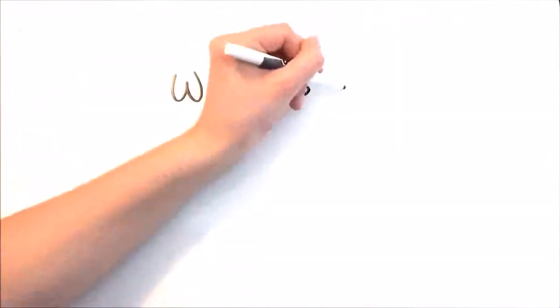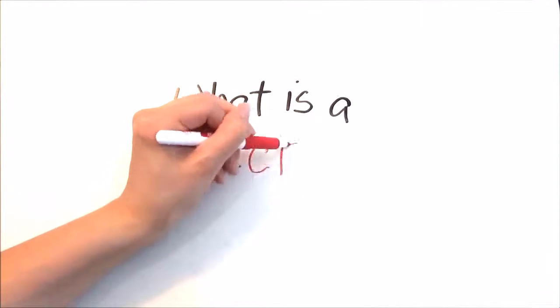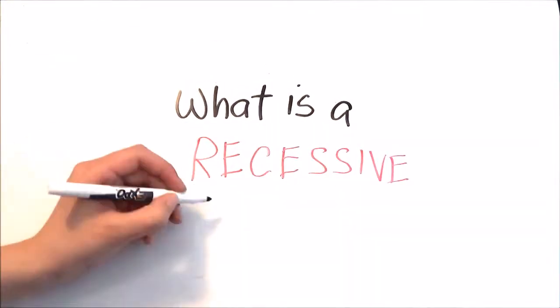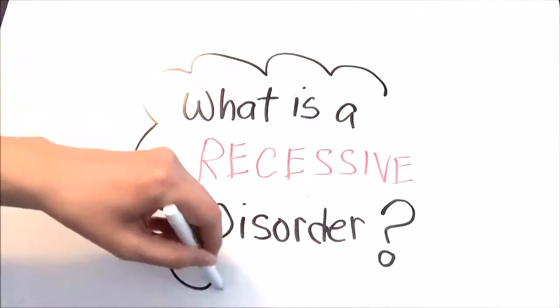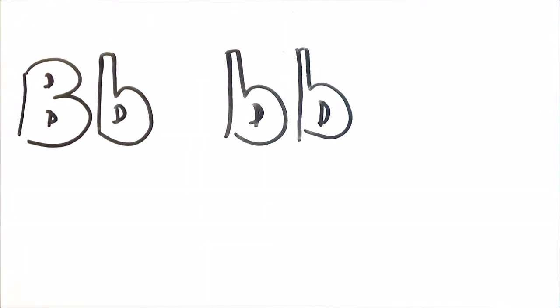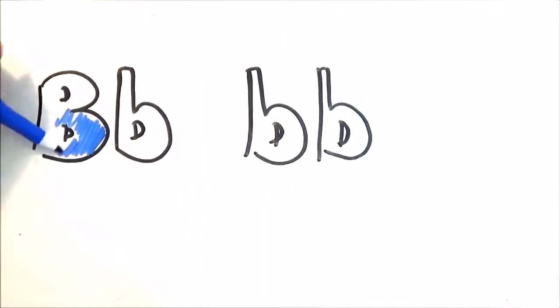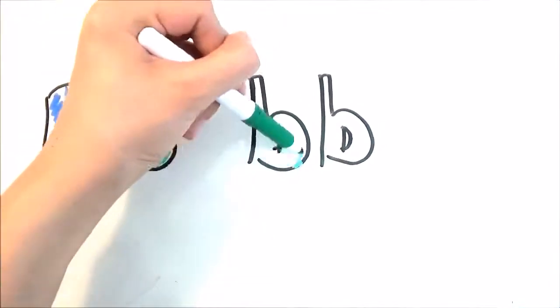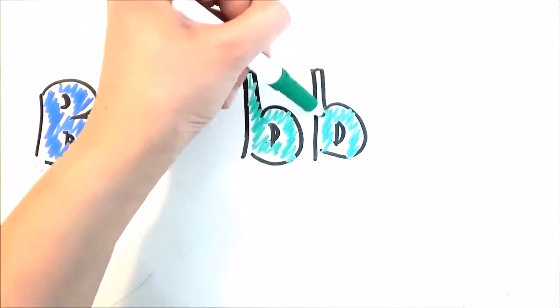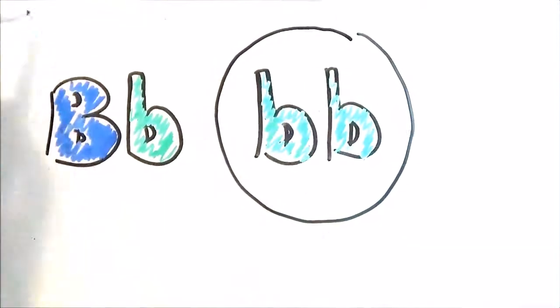The goal of this video is to dispel this myth by giving a quick lesson on how a recessive disorder is manifested. An inherited disorder is represented by two alleles, a dominant allele, capital B, and a recessive allele, little b. An individual whose genotype is heterozygous, with a big B and little b, will not show the disorder, while a homozygous genotype with two little b's will show the disorder.